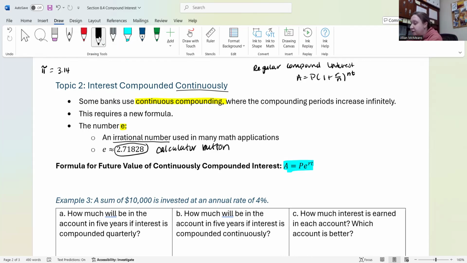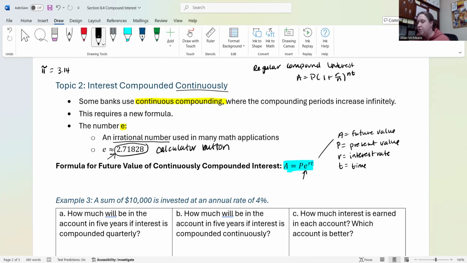Okay, so this formula is A equals P times e to the RT. A is still future value. P is still present value. R is still your interest rate, and we would still plug it into this formula as a decimal. T is still time. And then this number e, we just have a calculator button, but it's approximately 2.71828. Okay, so it's just a number that shows up in nature. Don't get too hung up in the whys and hows of it. Just know it's a number.